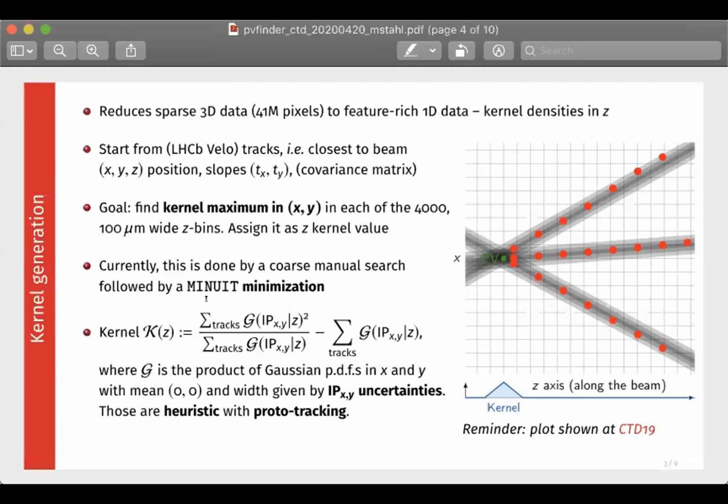So currently this kernel maximum search is done by a coarse manual search and then followed by a Minuit minimization step. The kernel is also parameterized, as you can see in the slide, which is a product of these Gaussian PDFs evaluated at their IP X and Y uncertainties. And in the standalone algorithm, the width of these kernel Gaussians is a heuristic width, which is an estimate of how the tracking covariance matrices might look like. And this is heuristic in the proto tracking.